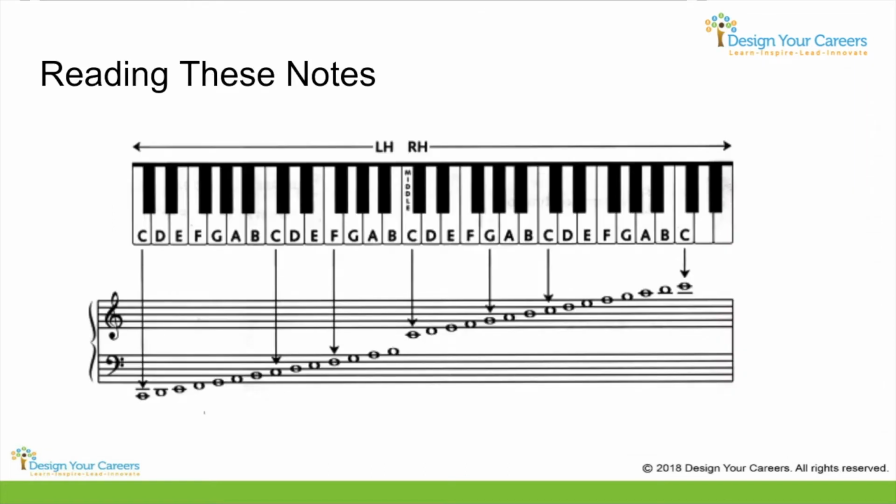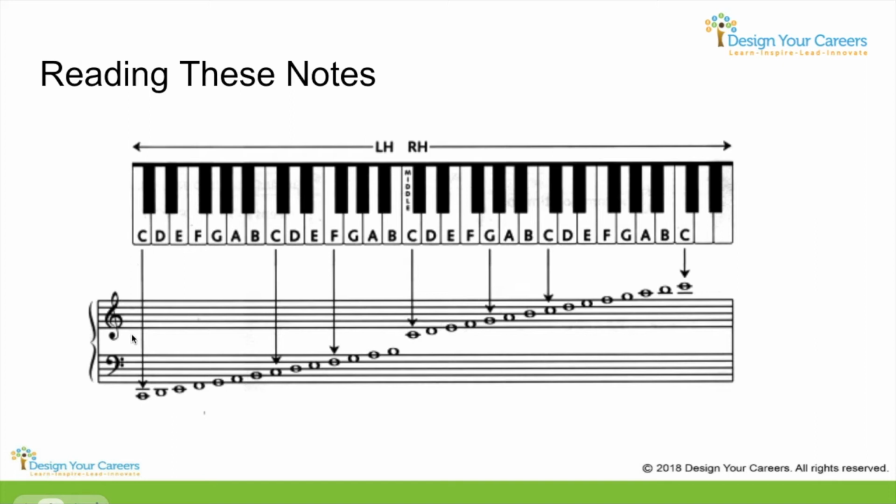So now how do we read these notes? There are 2 clefs when we're reading notes on the piano. There is a treble clef and there's a bass clef. The treble clef is the higher clef and the bass clef is the lower clef. So now let's take a look at the treble clef first. The treble clef looks like a fancy G.